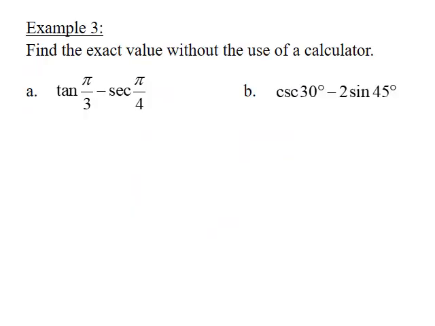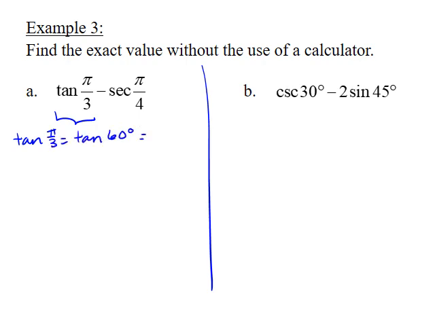Okay, so let's use the information that we found on the previous slide and answer these questions. We want to find the exact value without the use of a calculator. So, tangent of pi over 3, we just talked about that. Remember, tangent of pi over 3 is equivalent to tangent of 60 degrees. 60 degrees is bigger than 30 degrees, so this result is root 3.